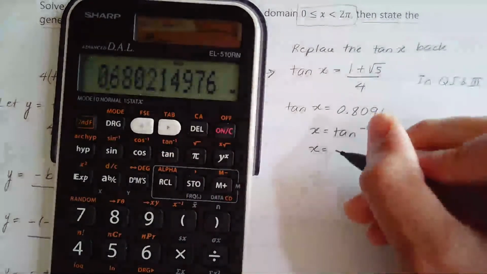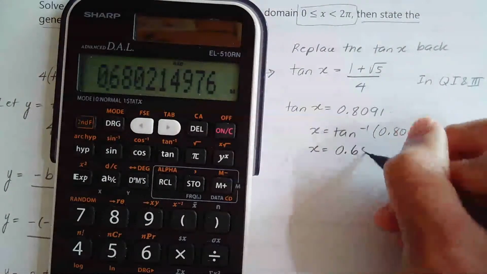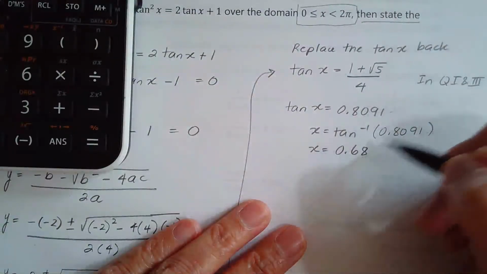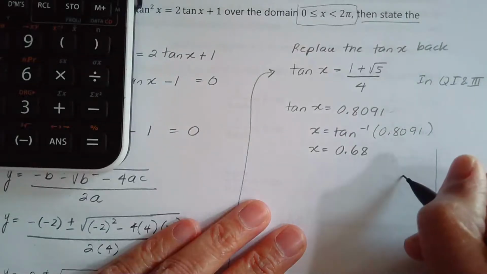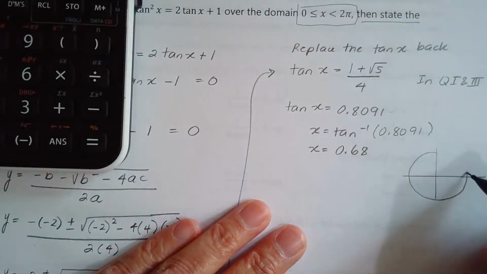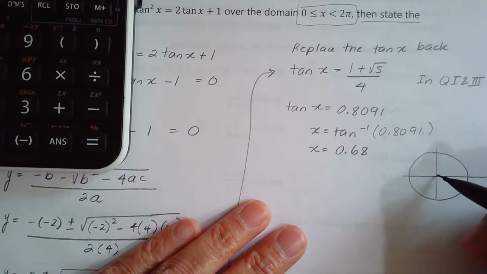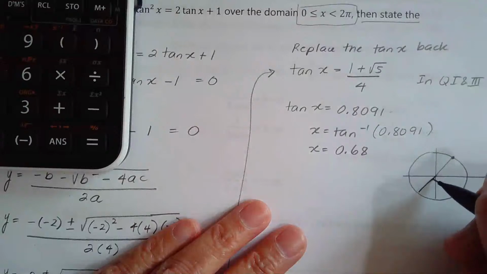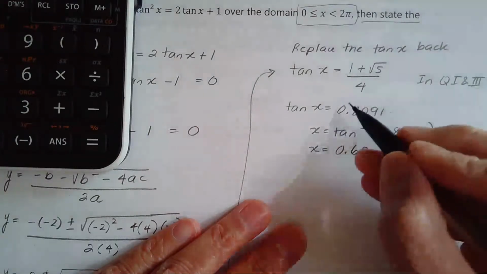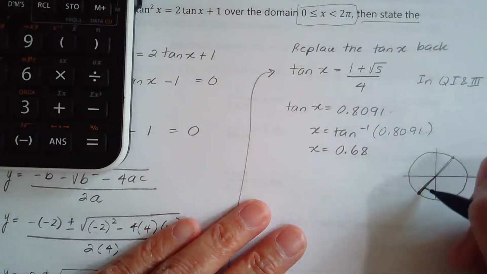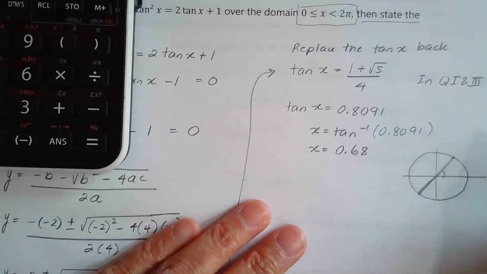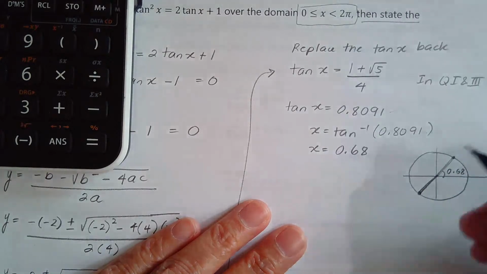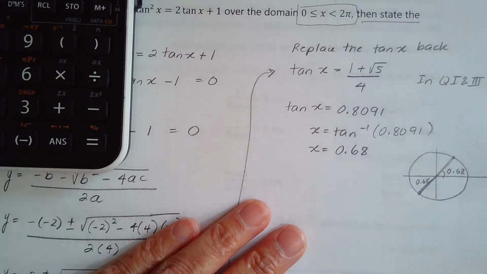So this is the reference angle, 0.68 radians. Okay, so 0.68 radians. Tan is positive in quadrants 1 and 4. And because we just took the positive value, we do the reference angle of 0.68. And then this is 0.68.